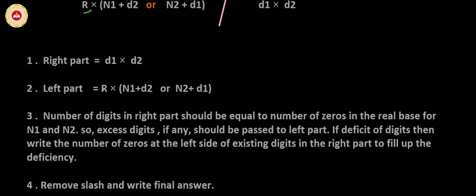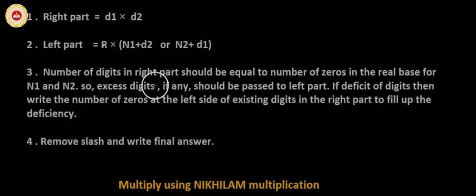Step number 3: the number of digits in the right part should be equal to the number of zeros in the real base for the numbers n1 and n2. Excess digits, if any, should be passed to the left part, and if there is a deficit of digits, then write the required number of zeros at the left side of the existing digits in the right part to fill up the deficiency. Step number 4: remove the slash and write the final answer.